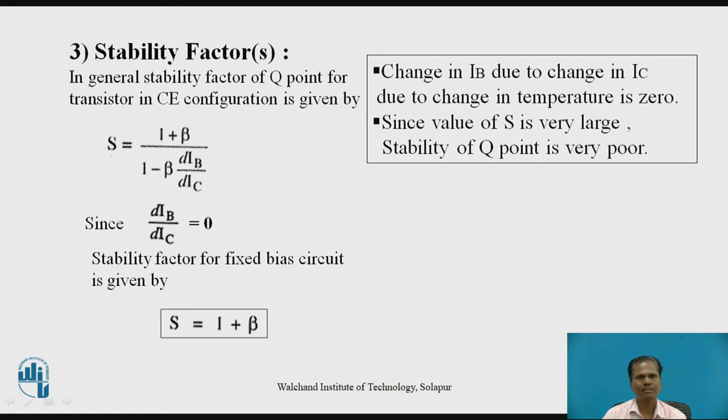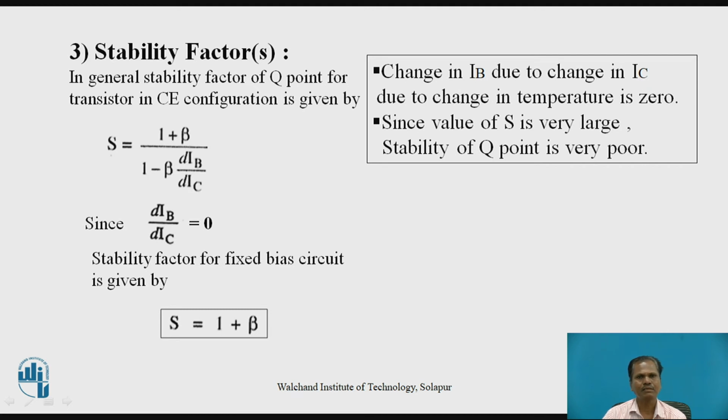So, the stability factor S for the fixed biasing circuit is given by S equal to 1 plus beta, since the change in IB due to change in IC, that is due to change in temperature, is 0. So, S is equal to 1 plus beta. The value of S is very large because the value of beta is generally very large, beta being the current gain of the transistor in common emitter circuit configuration. So, the fixed biasing circuit provides very poor stability to the Q point since the value of S is very large.